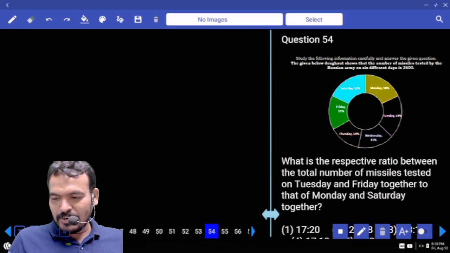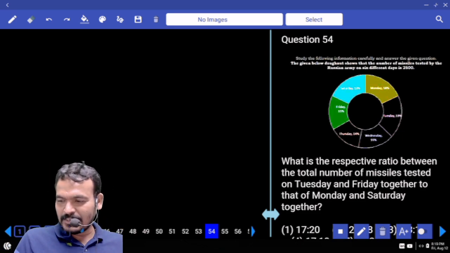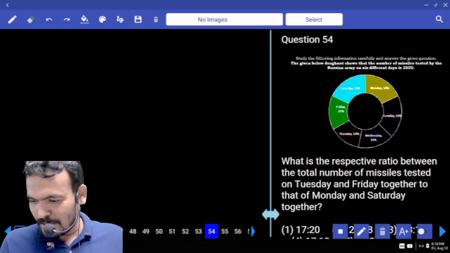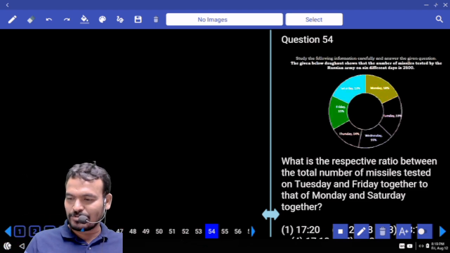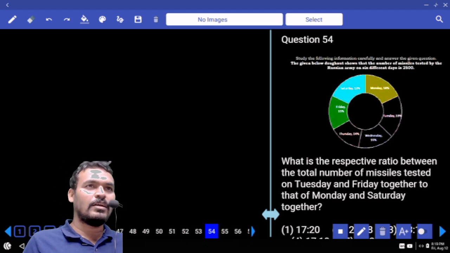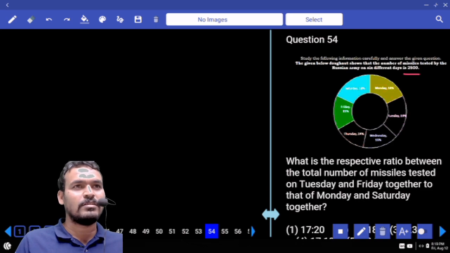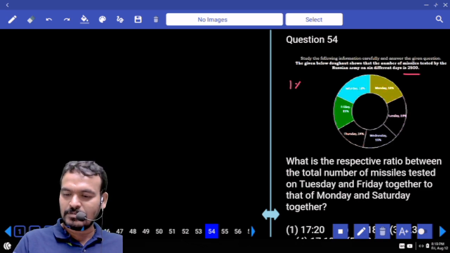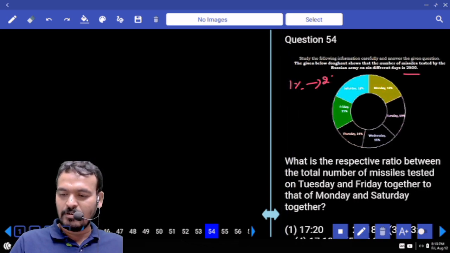The given below donut shows that the number of missiles tested by the Russian army on 6 different days is 2500. Total is how much percent? 100%. 100% is how much? 2500. Every 1% is 25 or not?